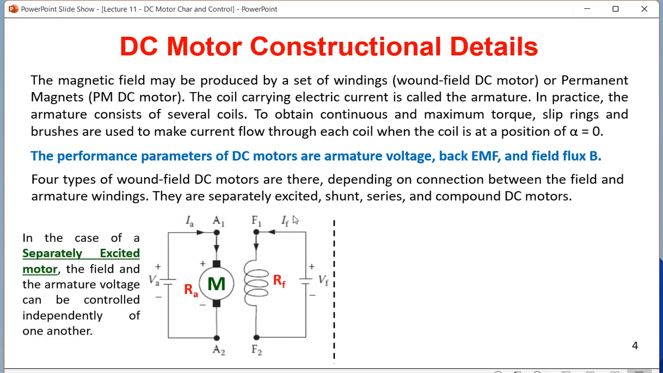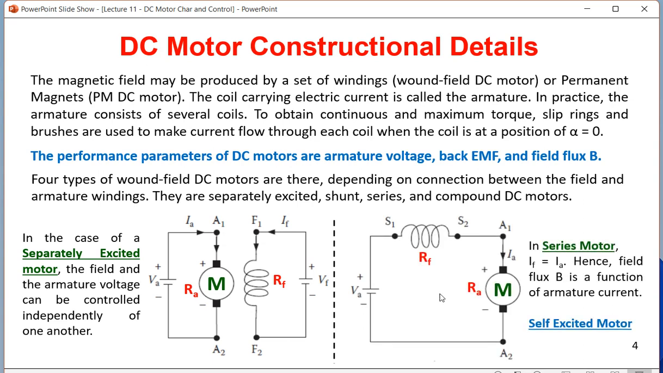The types of wound field DC motors are here. So you can find here, this is a wound field DC motor, and this is a separately excited DC motor, because VA is the armature voltage and VF is the shunt field voltage or magnetic field voltage. So VA, if we control, we control how much is the armature current. VF we control how much is the flux density. So this is separately excited, because field and armature both are connected to two independent sources.